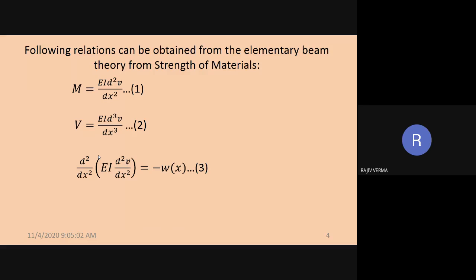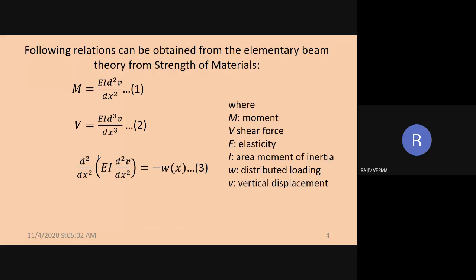Then equation number 3 gives us the required governing equation, in which the notations which we have followed are: M represents the moment, V happens to be the shear force, E represents elasticity, I happens to be the area moment of inertia, small w is the distributed loading, and v represents the vertical displacement. So depending upon these four equations, we are going to obtain the relationship between moment and shear forces against the transverse displacement and rotation.